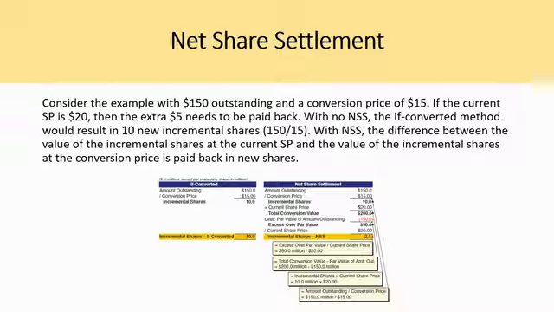So we would multiply it by the number of existing shares. Once again, we have 10 shares. The difference between the conversion price and the share price is $5. We can multiply 5 times 10 to give you 50, and then we divide that number by the existing share price to calculate the amount of incremental shares. And so that excess value is what's being paid back under the NSS method.